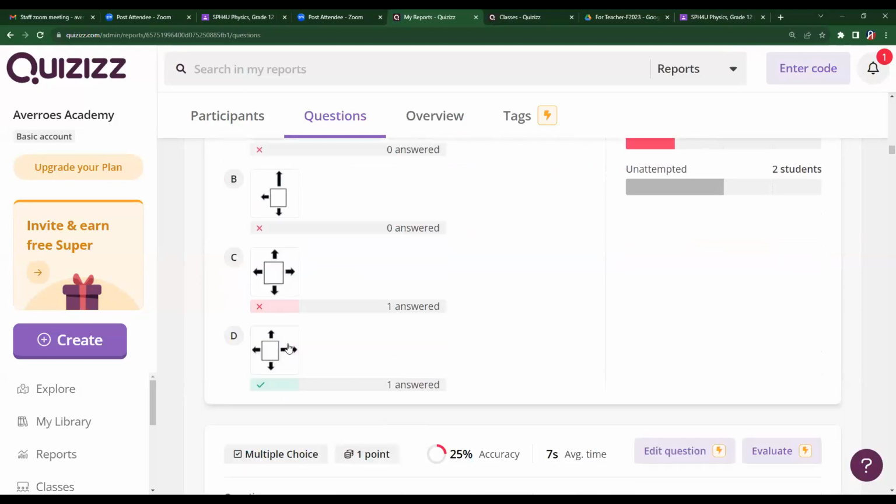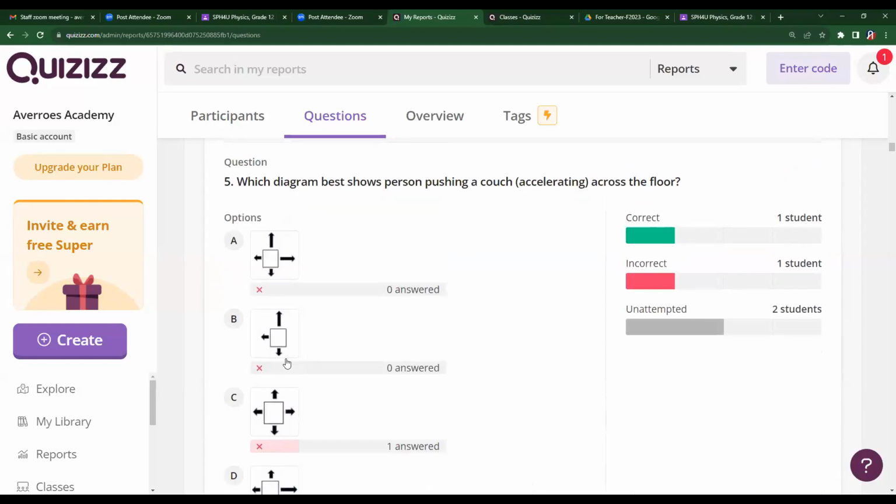For C, what's wrong with the C picture? Why can't we select this picture? Also you have forces up and down, to the left and to the right, but why is C wrong?